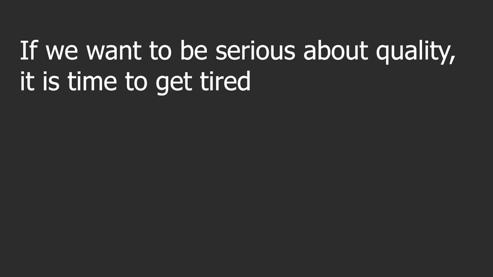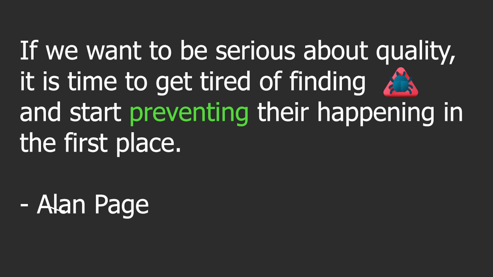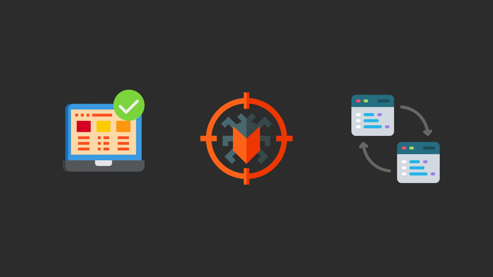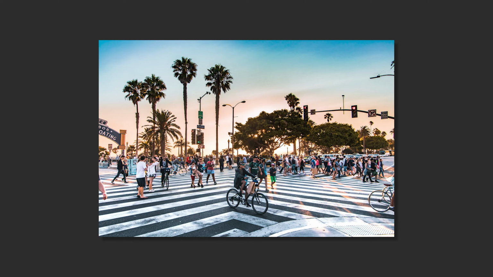If we want to be serious about quality, it is time to get tired of finding bugs and start preventing them from happening in the first place. When you implement different features, fix bugs, or even refactor, there is a chance that we will break something. We often find these problems in either our manual testing or in production, where the latter is pretty bad.